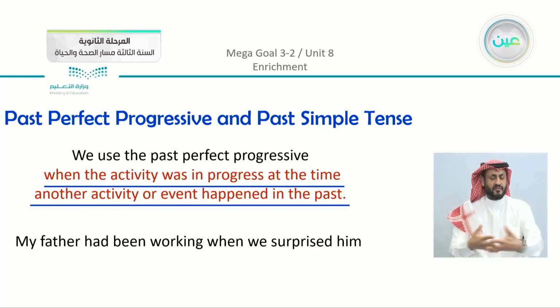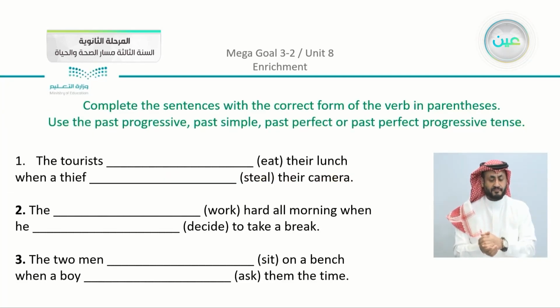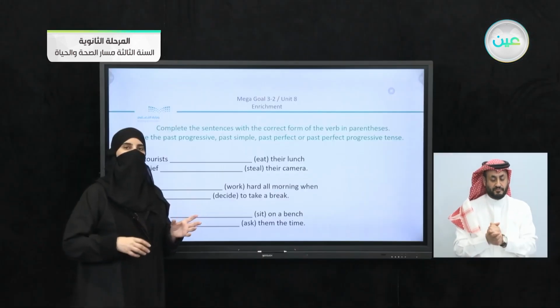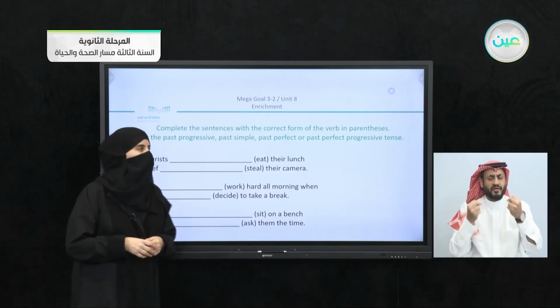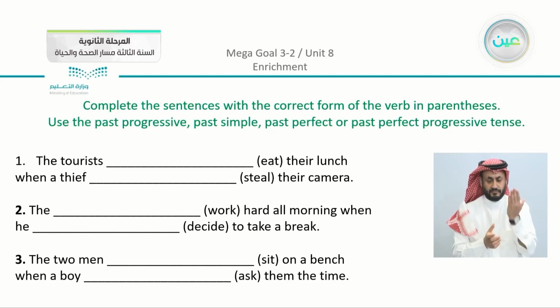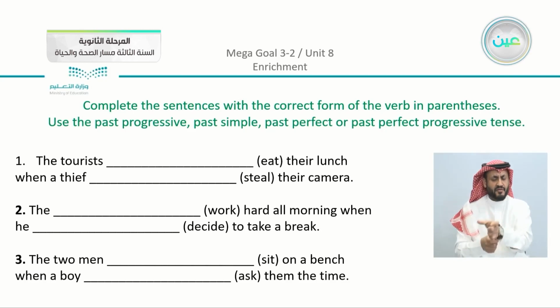We are going to apply our grammatical rules in one exercise. So what do we have here? Complete the sentence with the correct form of the verb in the parentheses, using the past progressive, the past simple, the past perfect, or the past perfect progressive tense. This exercise joins all the structures that we studied together. We are going to read the complete sentence, see the verb between the brackets, and then apply the correct answer, inshallah.